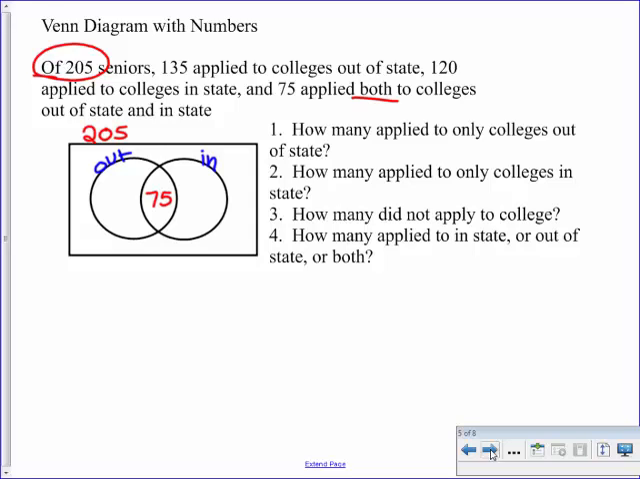All right, so they said 135 of these seniors apply to colleges out of state. Well, keep in mind 75 of those 135 have already been placed in this Venn diagram. So what we're going to do here is 135 minus 75. Okay, so that's going to give us 60 seniors that only applied out of state.